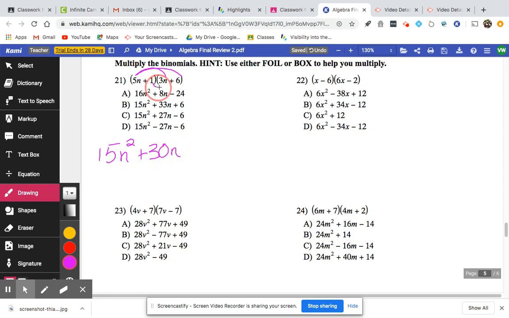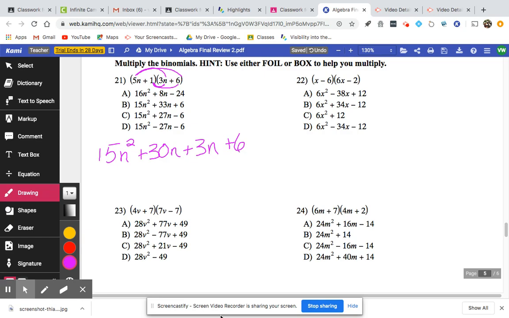My inners are right here. They're the two closest together. So 1 times 3, that's positive 3. Don't forget the n. Your last terms are at the end of your parentheses. So 1 times 6, that's a positive 6.